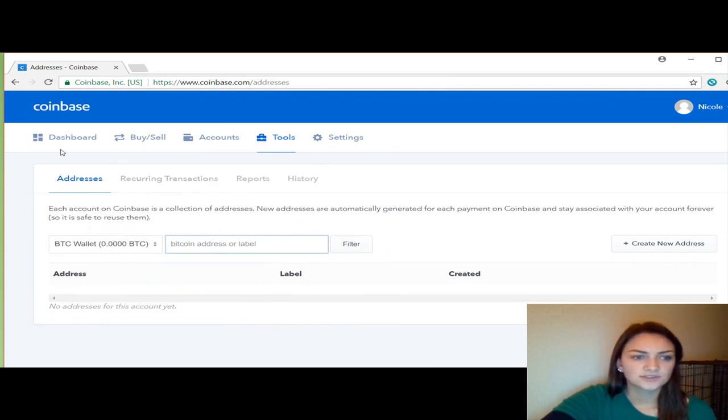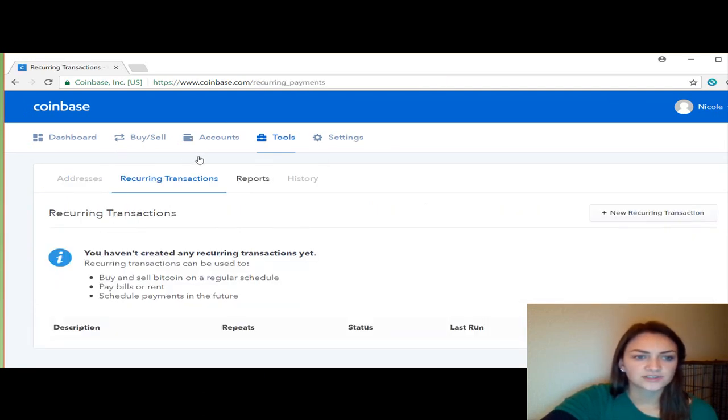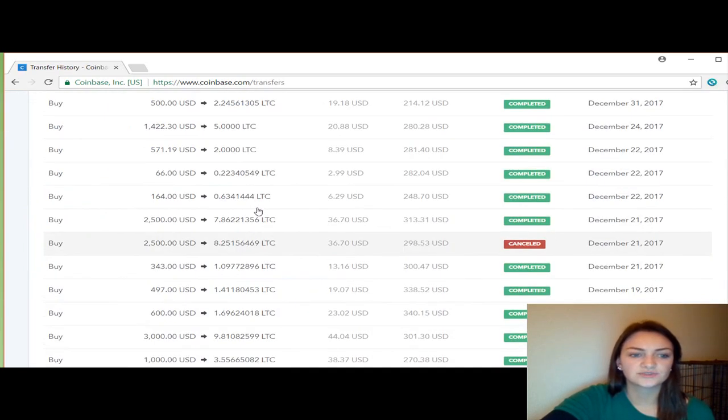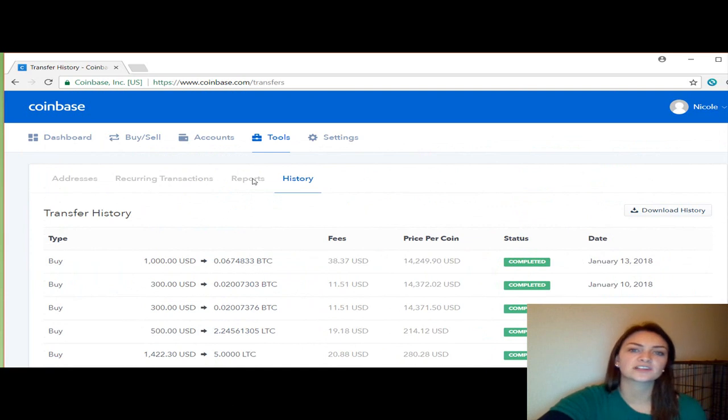Tools, I don't use the address as much or recurring transactions, but it's in there. But one thing neat in tools is your history, so you've got a record of all your transactions from all your wallets on there, which is going to be really helpful when it comes to taxes, especially with this download history button on the right here. I think it's just going to make it a lot smoother instead of trying to track this all by hand.